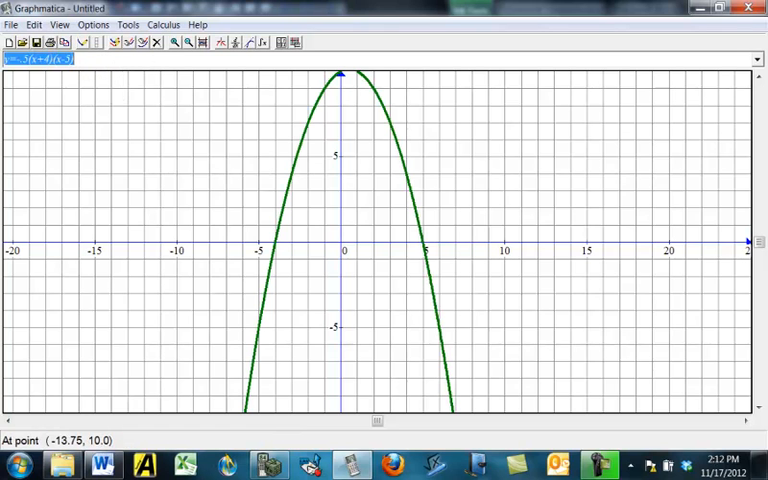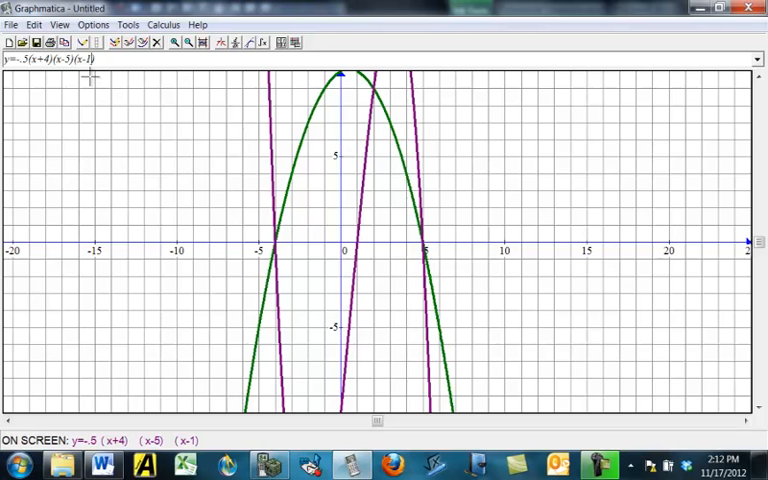What's going to happen if I put another factor in there, say x minus 1? Well, we know it's got to cross the x-axis 3 times. Let me make something smaller here. Look at that one. We know it crosses the x-axis at negative 4, 0, 1, 0, and 5, 0. So negative 4, 1, and 5 are the roots, or the zeros, and they indicate the x-intercepts. But this one has 3 factors, so it crosses the axis 3 times.